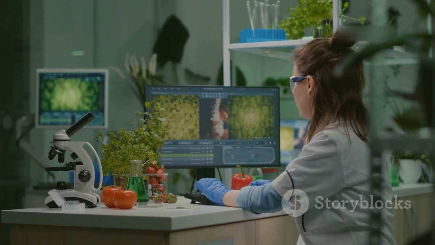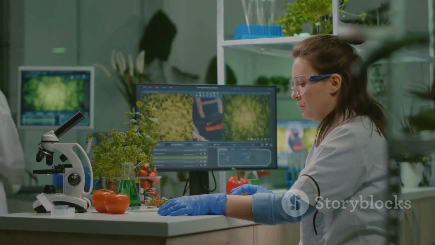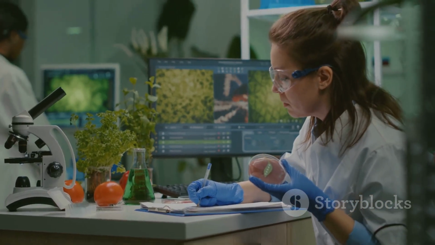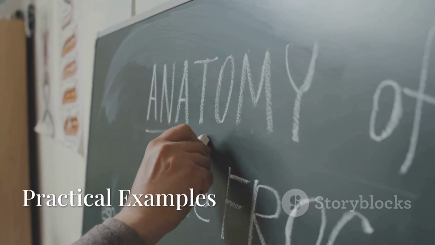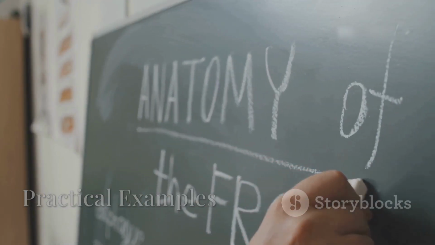You should underline or italicize both the genus and species name. And when the genus is understood, it can be abbreviated. For example, Homo sapiens, which is the scientific name of man, can be written as H. sapiens. Let's look at some examples of binomial nomenclature.